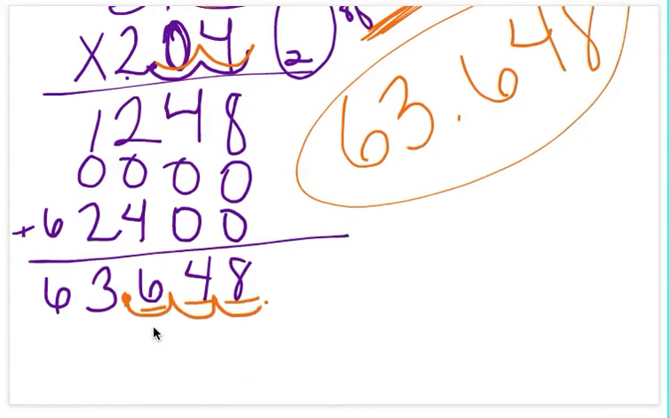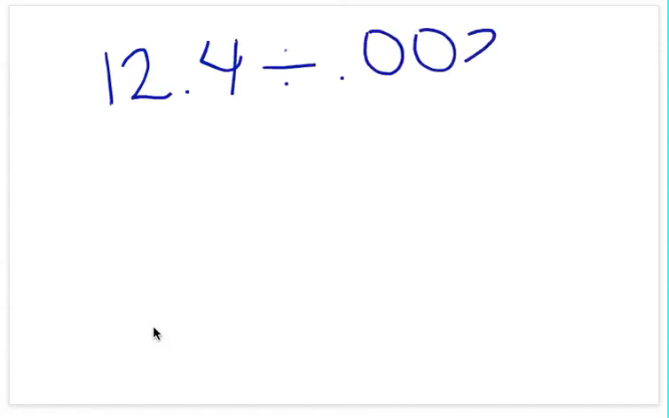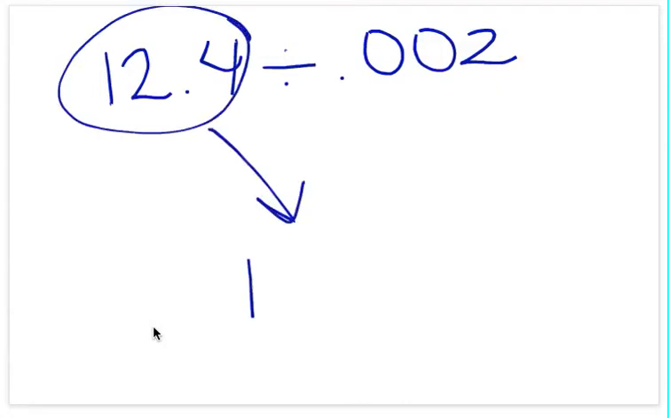Okay? Last thing we got to do is division. Okay, so we're going to divide, and I'm going to do ones that I know will work evenly or fairly evenly. For an example, I'm going to say 12.4 divided by 0.002. Okay, so now remember, the first number is what goes inside the box.